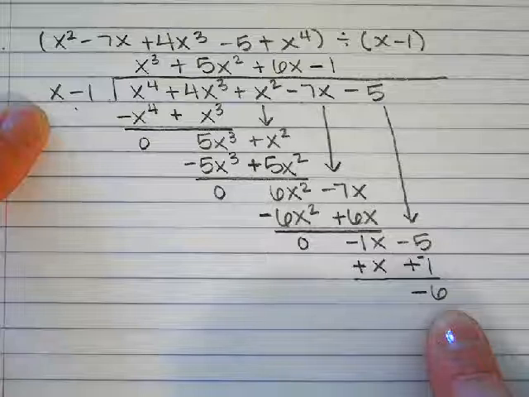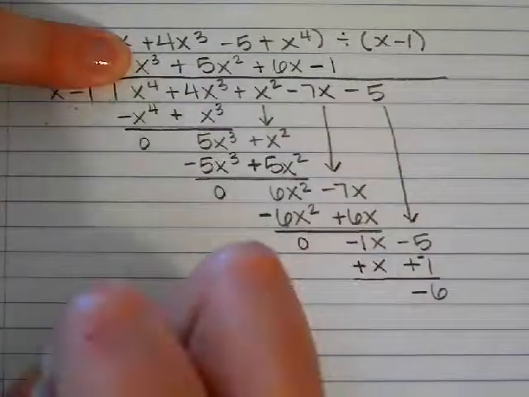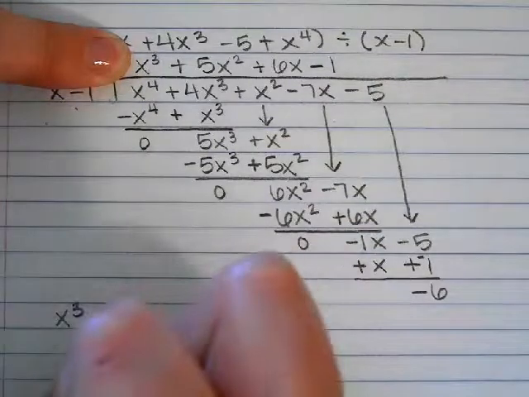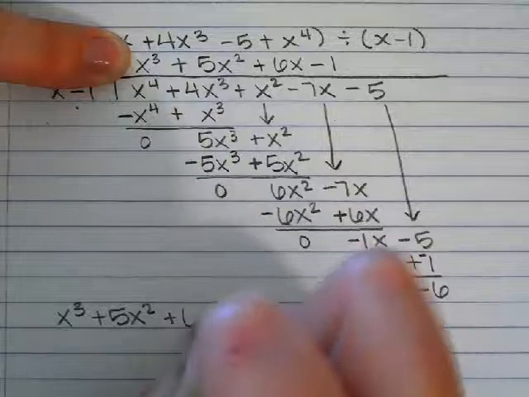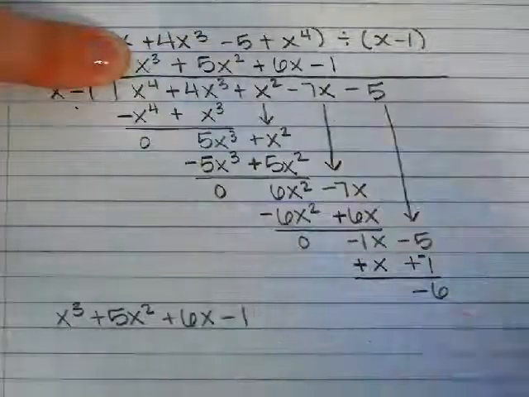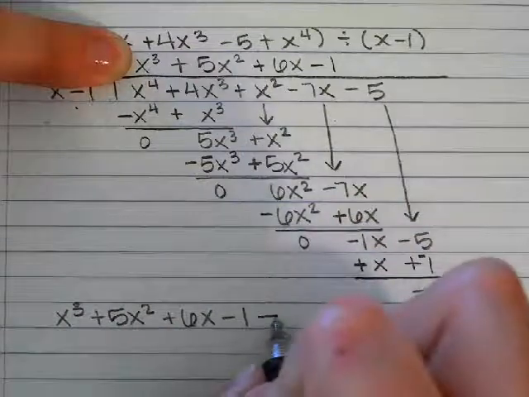So we have x to the third plus 5x squared plus 6x minus 1. And then since our leftover is a negative, we're going to say minus, and then the fraction we get is 6 over x minus 1.